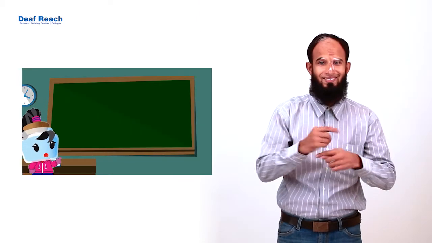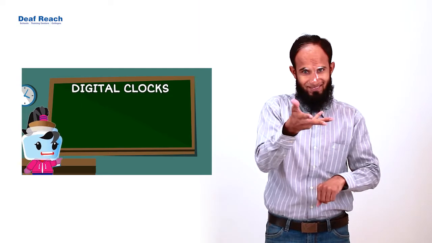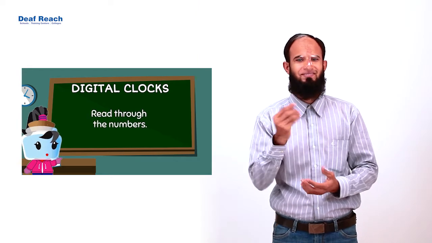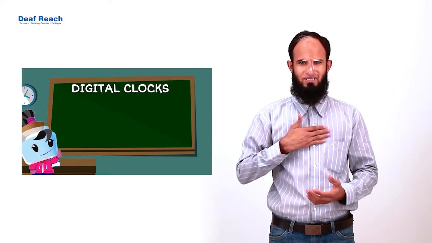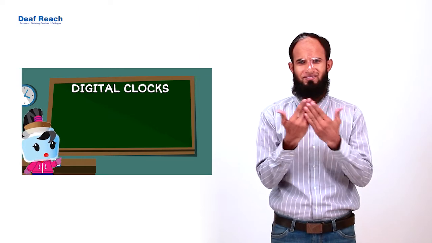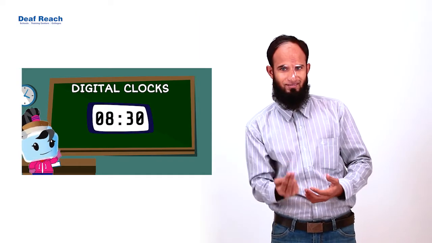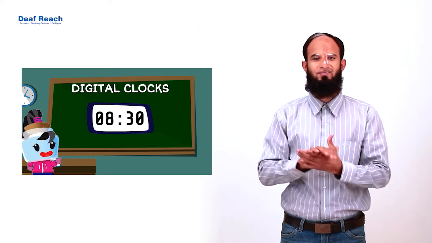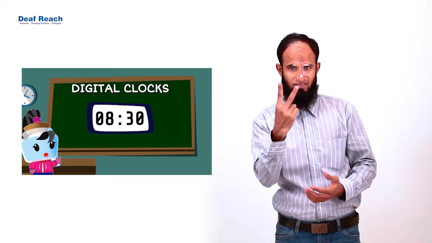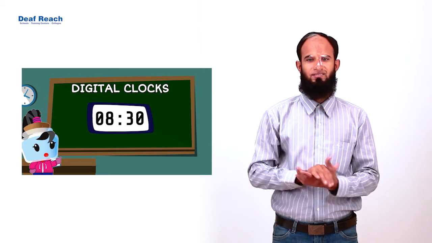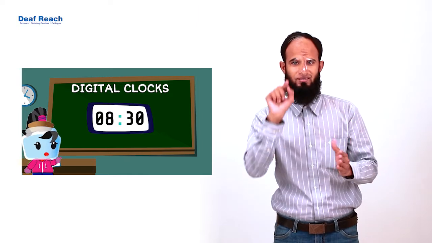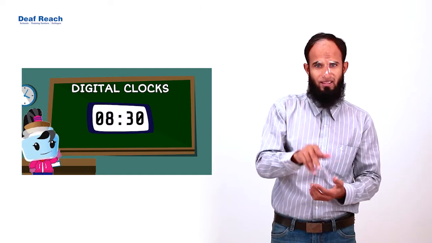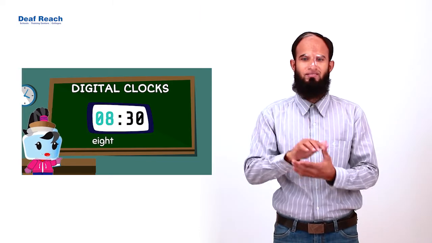Let's learn how to tell time using digital clocks. This is pretty easy since all we have to do is read through the numbers. For example, let's read the time on this clock. Note that we have to read 2 numbers separated by a colon. So this clock says 8:30.